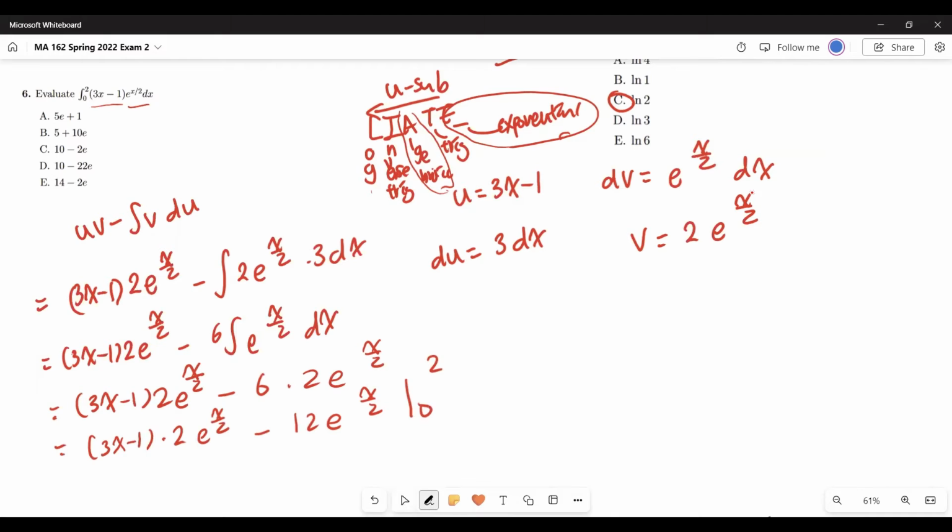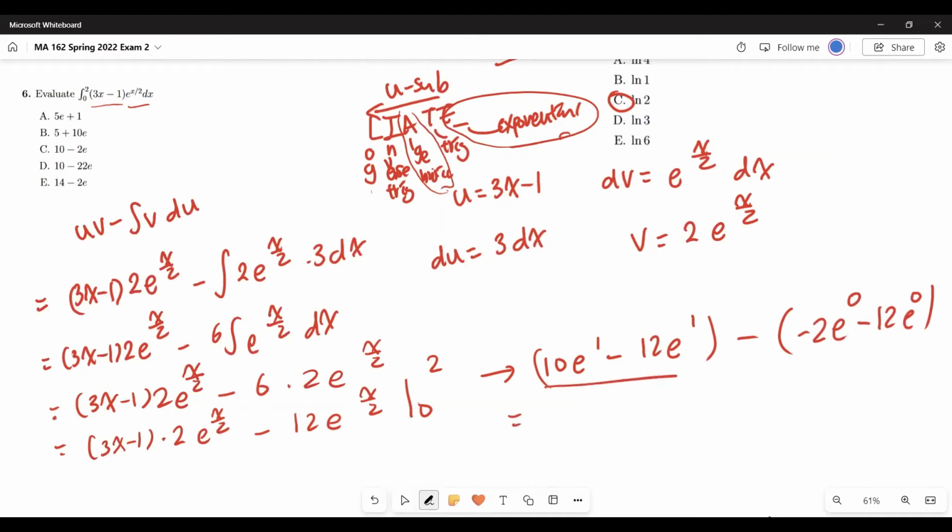So now this becomes 10e to the 1 power minus 12e to the 1 power, and then minus the value at 0: plug in 0 into 3x minus 1 times 2e^0, and then minus 12e^0. So this becomes negative 2e, and this becomes negative 14e. No, actually, that is negative 14. e to the 0 is 1, so it's just negative 14. So negative 2e minus 14, and subtracting gives negative 2e plus 14, which is the same as 14 minus 2e, and the answer is E.